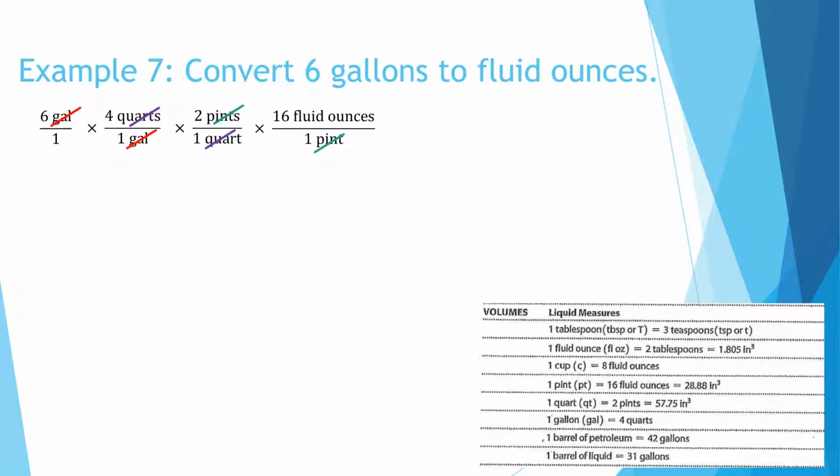So the last thing you need to do is just multiply across the top and multiply across the bottom. So in the top we have 6 times 4 times 2 times 16, which is 768. And in the bottom we have all ones. So 1 times 1 times 1 times 1 is just 1. That leaves us with 768 fluid ounces.